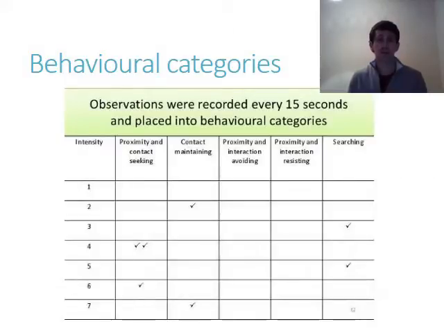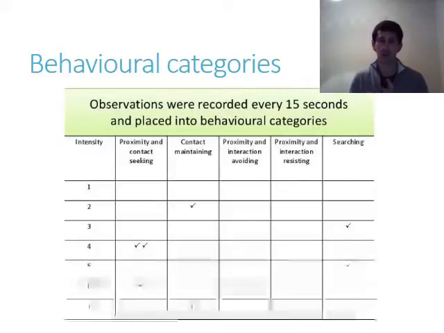If we have a look at the next behaviour category, we've got observations recorded every 15 seconds and placed into behaviour categories. So this is when we put a young child or baby under the age of 3 into a room. Okay, and this is something called a strange situation that you're going to learn about with attachment. And we try and see how the baby reacts when the mother leaves the room, or when the mother enters the room, or when a stranger leaves the room or a stranger enters the room. So we look at how they show these different behaviours.